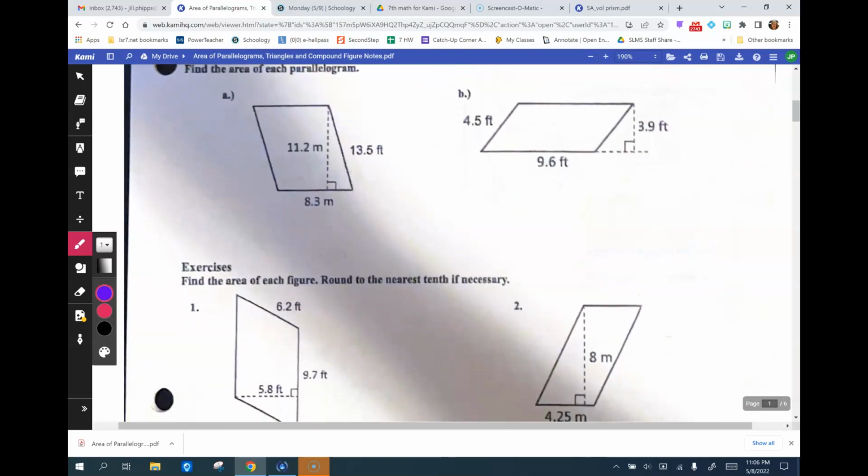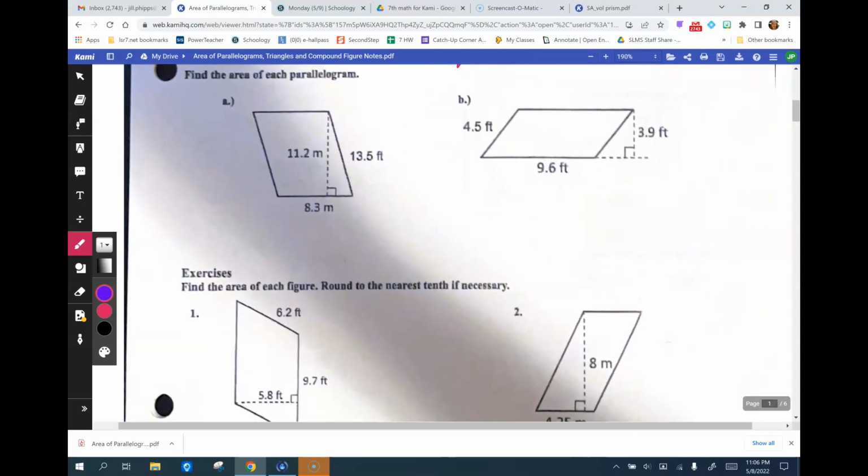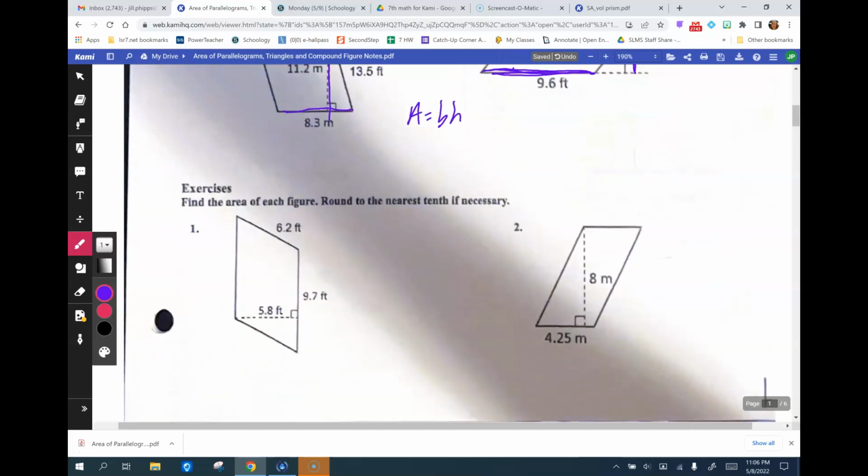So now if we look at parallelograms, we're just going to see that all you have to do is take the base times the height. So the base times the height. The base, now on this one, notice what happens. The base is right here. This is still your height. Why did they put it out there when they could have put it in there? I don't know. We don't decide that, but you're just going to multiply the two of them.